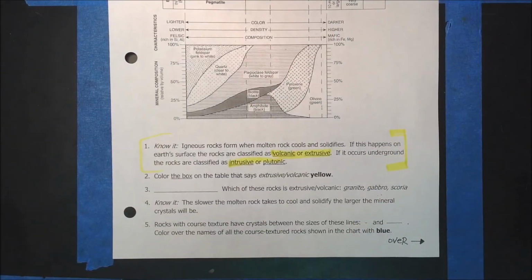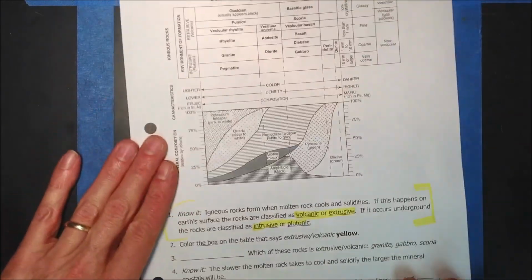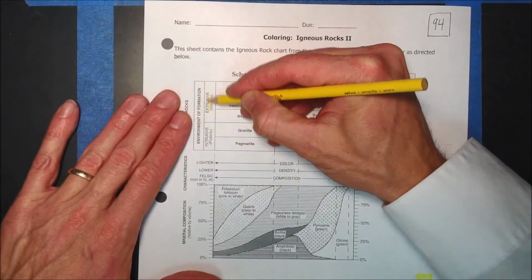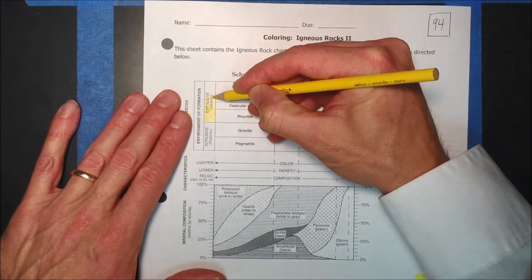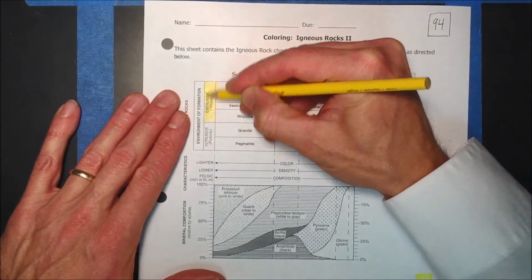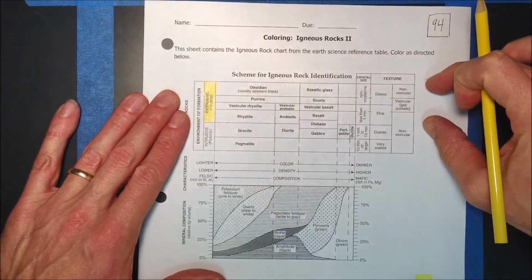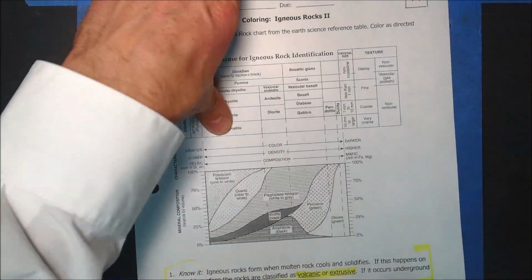So it says color the box on the table that says extrusive volcanic yellow. Here we go. I have my colored pencils. So what am I doing? Extrusive volcanic. I'm coloring the box. I'm coloring that right there. That's extrusive. All of these are extrusive volcanic.